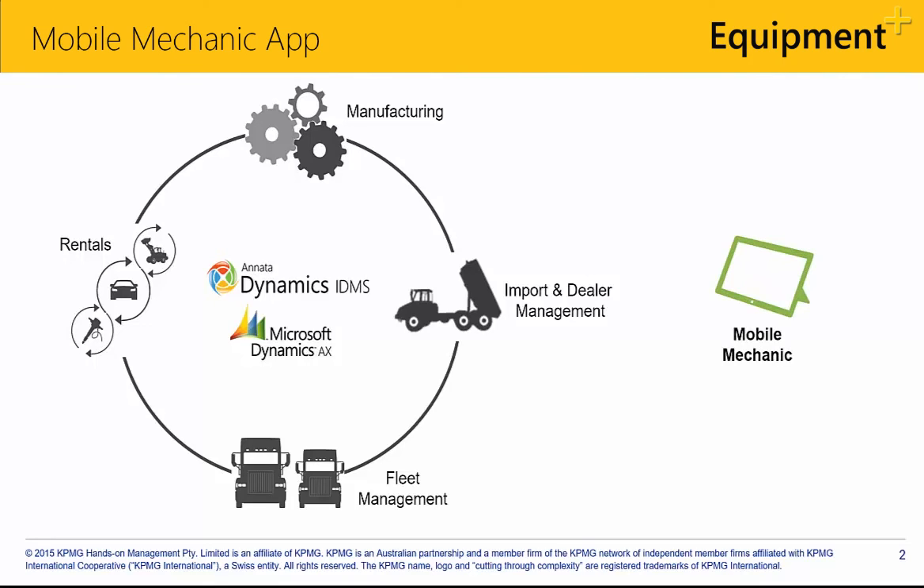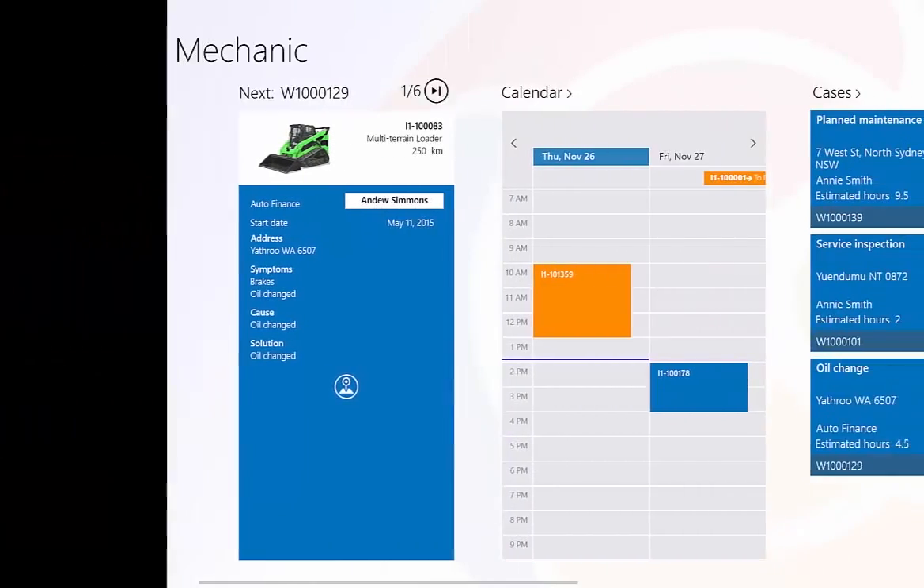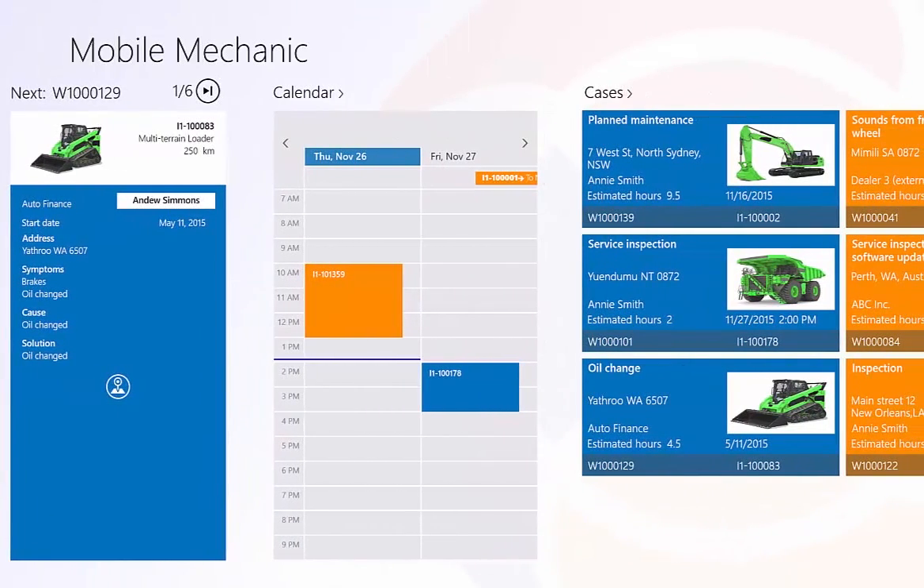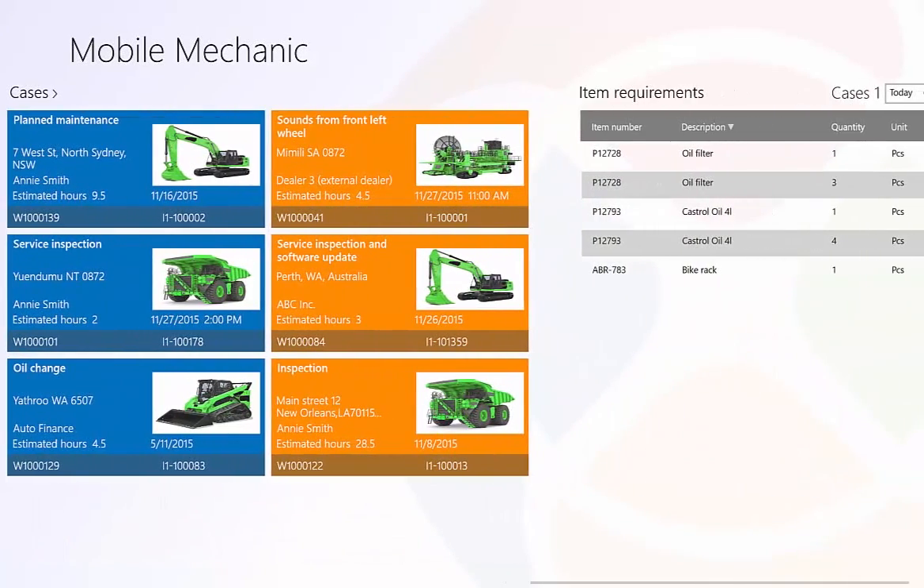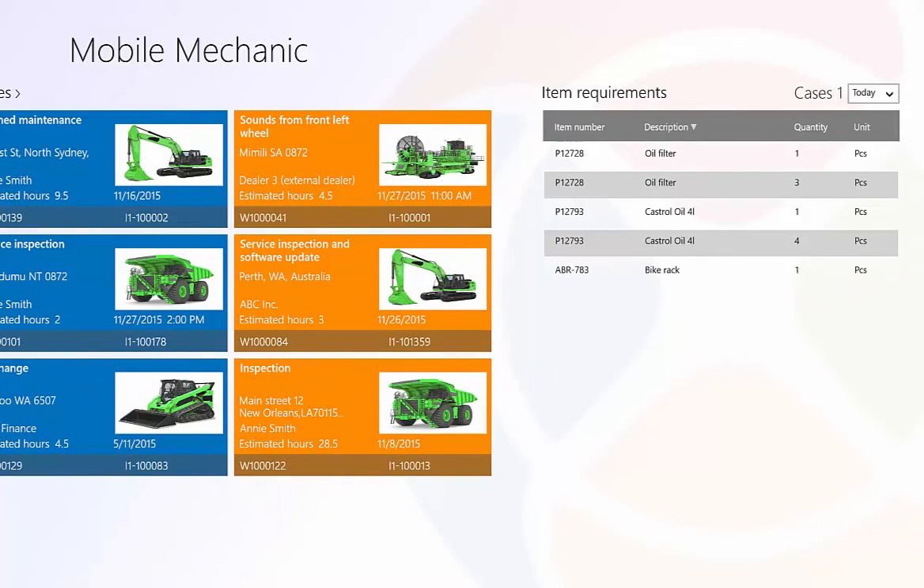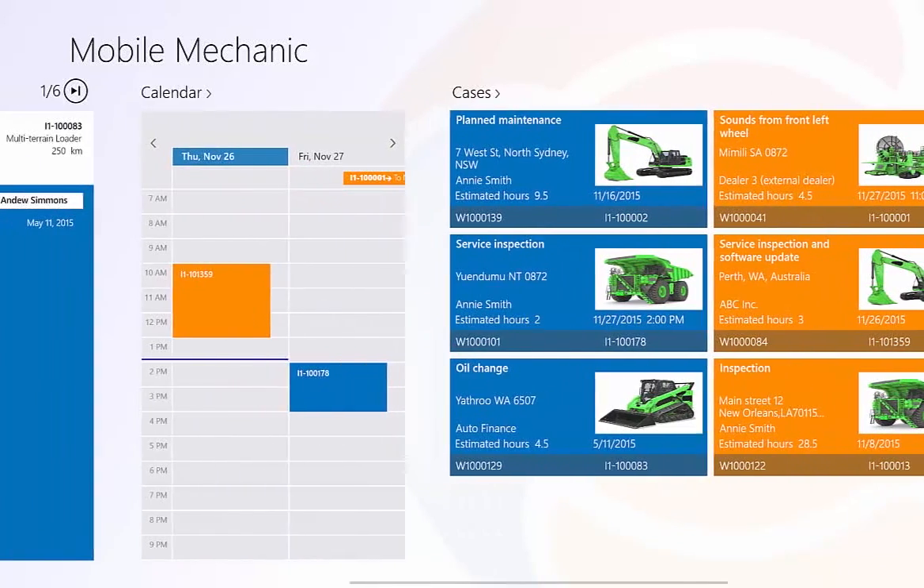Mobile Mechanic app for Equipment Plus allows a service technician or supervisor to access and work on service cases from a mobile device. On opening up the Mobile Mechanic app, the service technician gets a quick glance of the service cases they are scheduled to work on that day, what service cases are outstanding, and any parts or items they need to complete the service jobs. Equipment Plus solution includes an advanced parts and warehouse management functionality, which automatically reserves items from a warehouse or generates purchase orders as required.